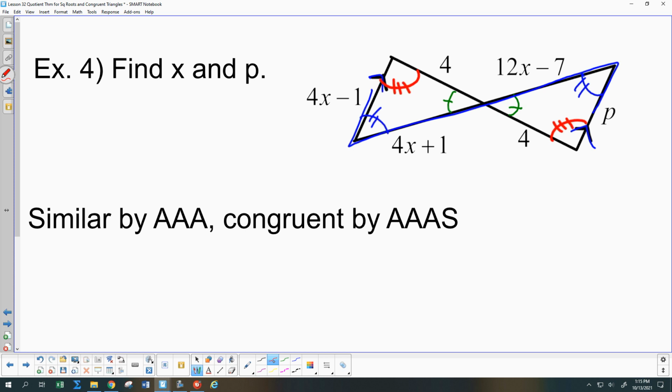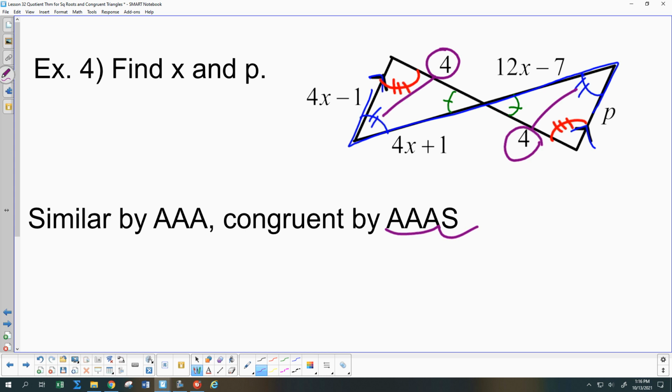I don't know what X and P are. Is there anything in there that doesn't involve an X or a P, that I've got the same thing on one triangle as I have in the other one? Well, yeah, so I've got two sides that are just 4 and 4. So those are congruent. I need to make sure they're corresponding. This one's across from 2 blue tick marks. Is the other 4 across from 2 blue tick marks? So yes, they are. So I've gotten all 3 sets of angles and a set of corresponding sides.